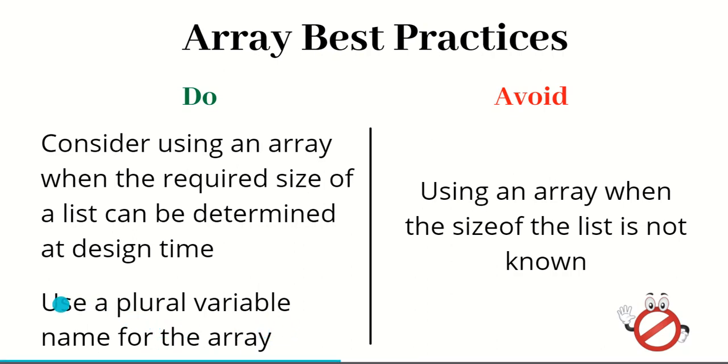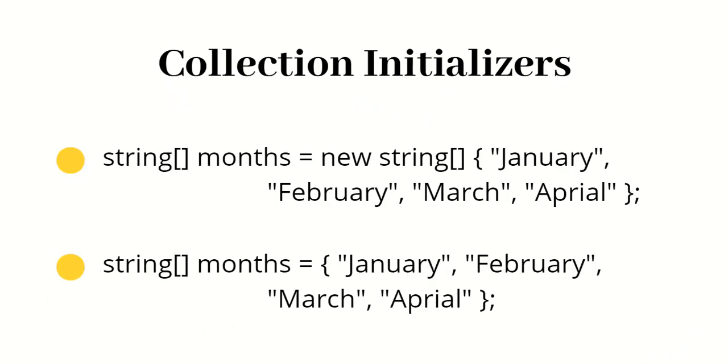So the best practice is we use a plural variable name for the array, and avoid using an array when the size of the list is not known. If you do not know the size of the list, avoid the use of the array. Okay, so collection and initialization.